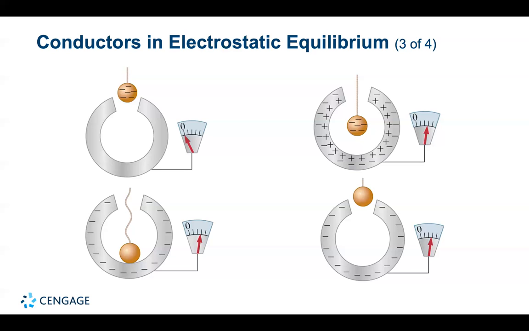Faraday also found that if the electrometer was connected to the inside surface of the pail after the experiment had been run, the needle showed no deflection. This means the excess charge acquired by the pail when contact was made between the ball and the pail appeared on the outer surface of the pail.